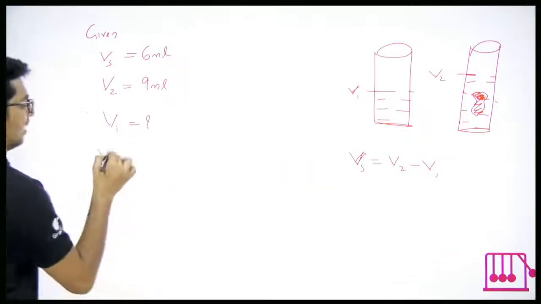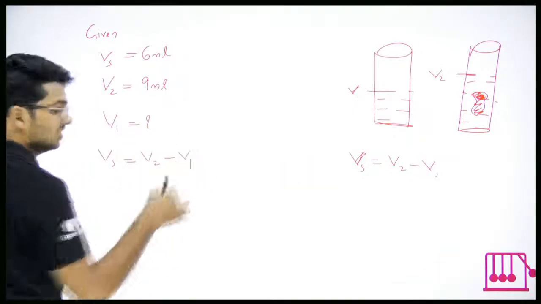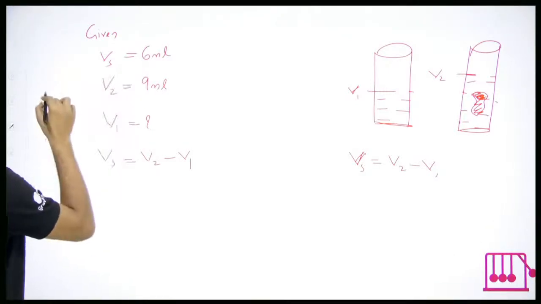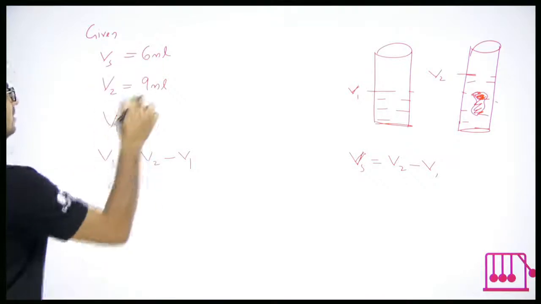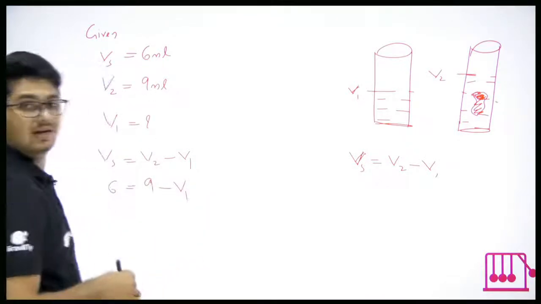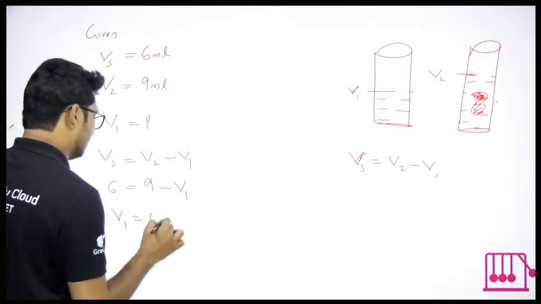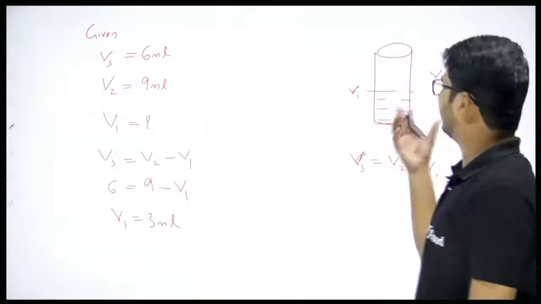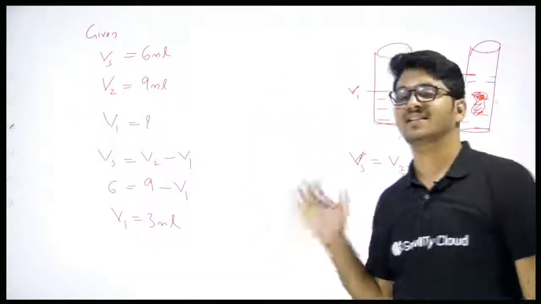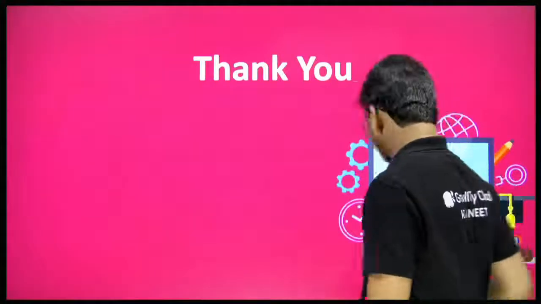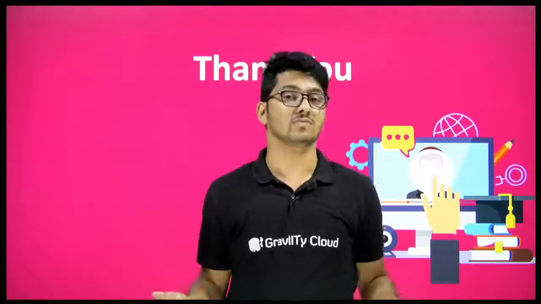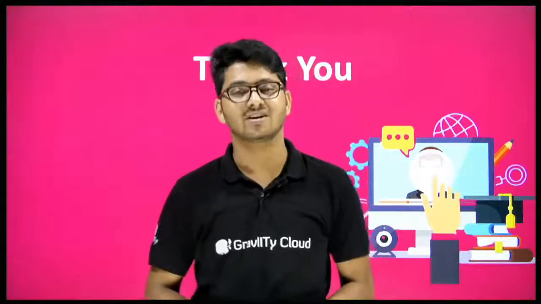Simple. Use the formula Vs is equal to V2 minus V1. Vs is how much? Vs is 6. V2 is how much? 9. 9 minus V1. So what will it be? V1 will be equal to 3 ml. 9 minus 3 is equal to 6. So here the volume of the liquid is how much? It is 3 ml. That's it. Simple, right? Good. Okay. So that's it, everyone. We learned about volume. We also learned about how to measure the volume and the units of volume. So please practice. It's a very simple topic. Okay. Thank you. Thanks.